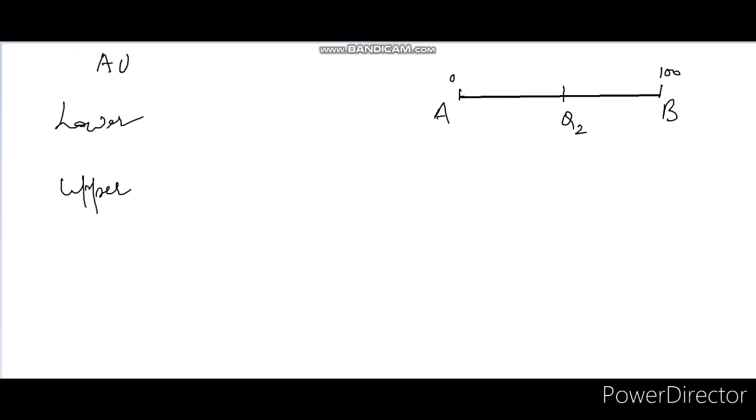Two equal parts means AQ2 is equal to Q2B. This portion, AQ2, is equal to Q2B. Simply, this means that Q2 is our median, because Q2 is the middlemost value. Why have I written 2 here? Because it divides the data into two equal parts. This was all about the median, which we have just seen.